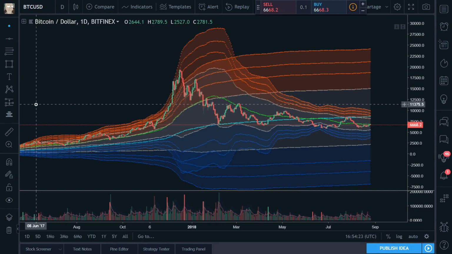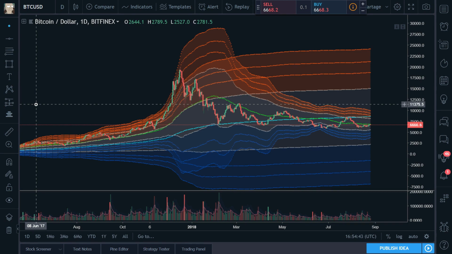This video provides an introduction and tutorial on the Volatility Bands indicator. The indicator is a complete trading system which identifies dynamic ranges of support and resistance and overbought and oversold conditions. For the purposes of this tutorial, we will be looking at the Bitcoin chart from Bitfinex.